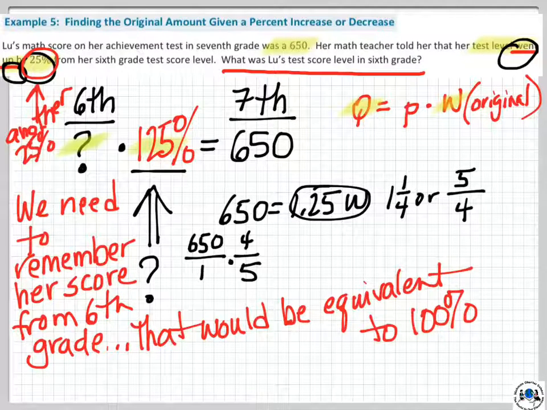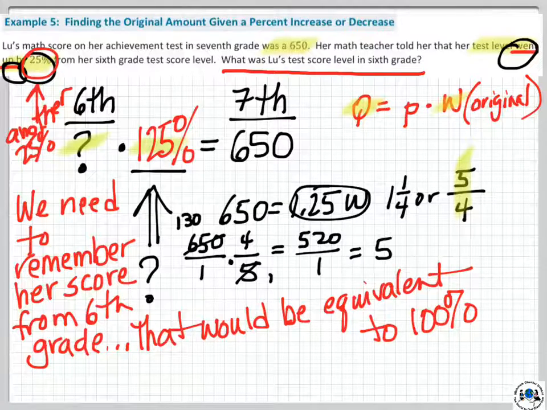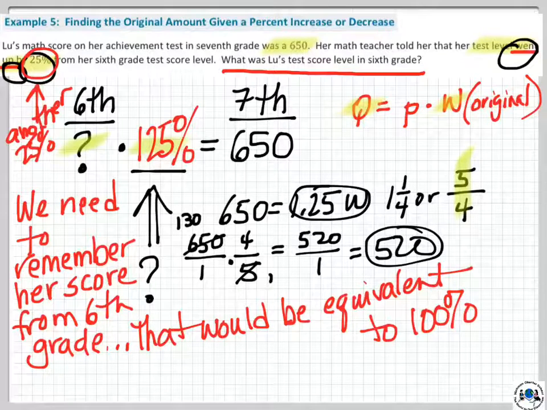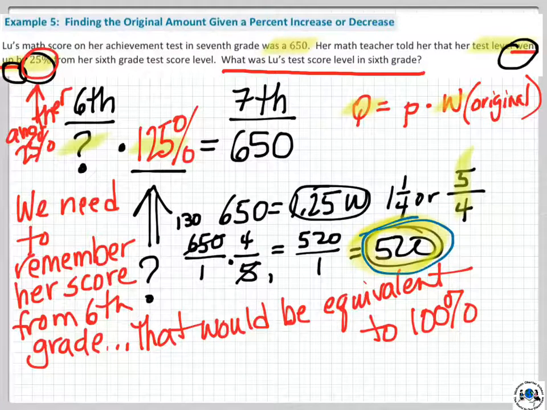So if I do that and multiply 650 over 1 times 4 over 5, of course, which is the multiplicative inverse of 5 over 4, I cross cancel, and I get 520 over 1, or 520 as her score in 6th grade. So we would take 520, and if you multiplied that by 1.25, and you can check it on your calculator right now, you would get 650.